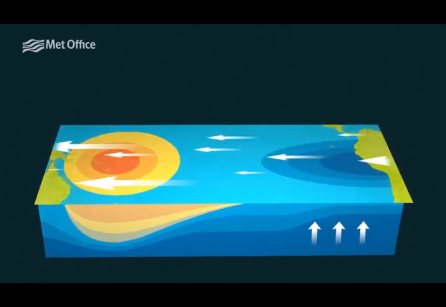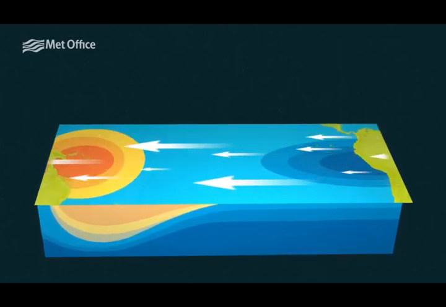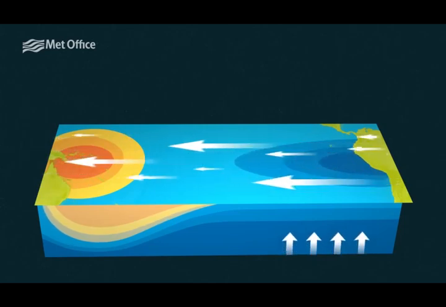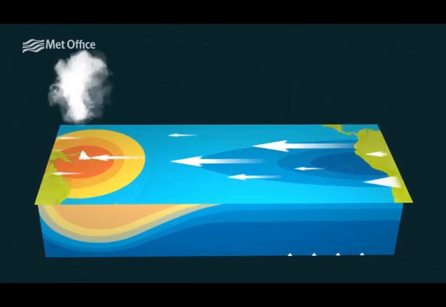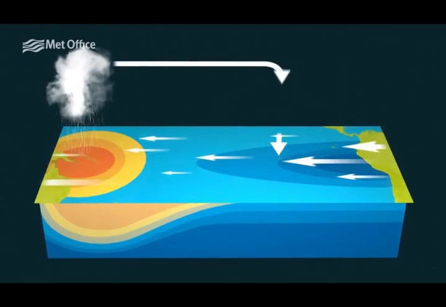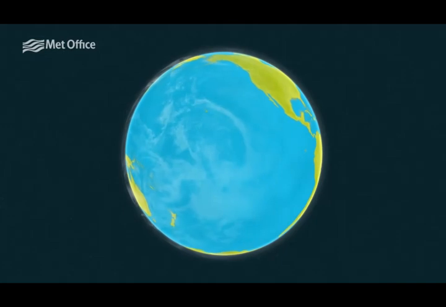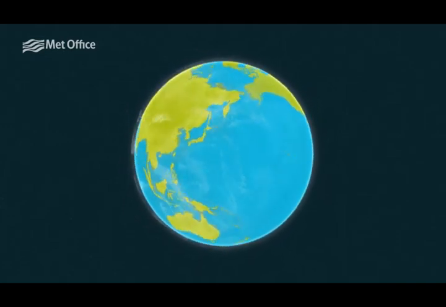This pushes the warmest water to the far western part of the tropical Pacific and increases the upwelling of cold water in the east. This cooler water extends out from the coast of the Americas towards the central part of the ocean. La Niña also impacts global weather and tends to have opposite effects to El Nino.